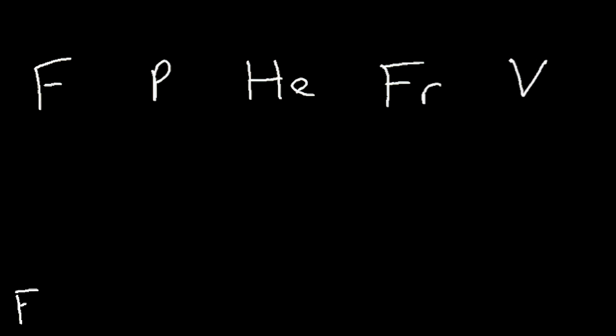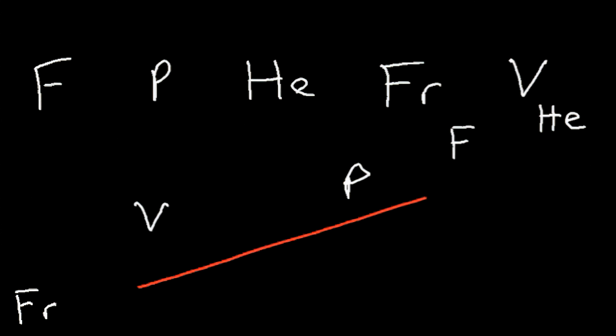So francium is all the way at the bottom towards the left. It's in the 7th row, first column. Vanadium is a transition metal, which is in this region in the periodic table. And then we have phosphorus, fluorine, and helium is to the upper right of fluorine. So first ionization energy increases towards helium.